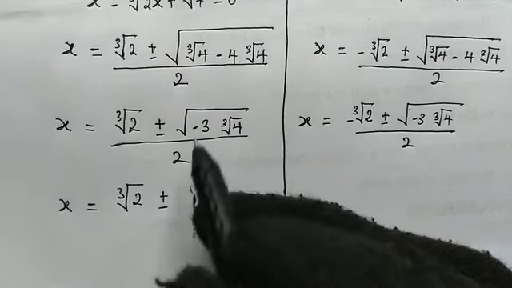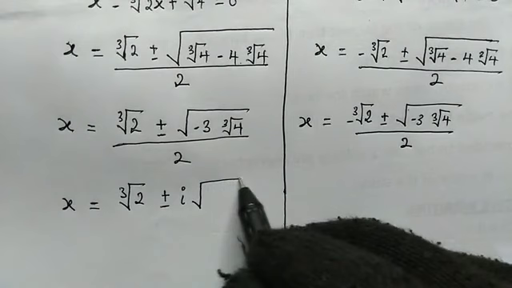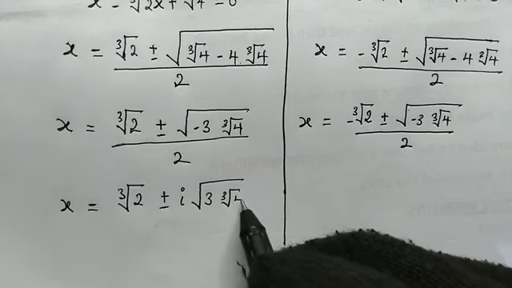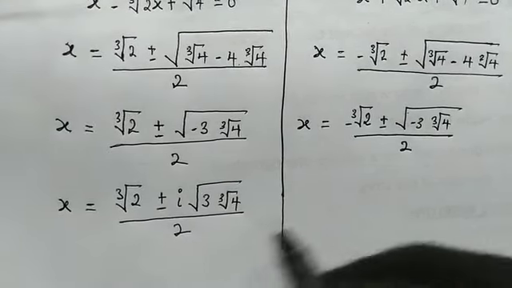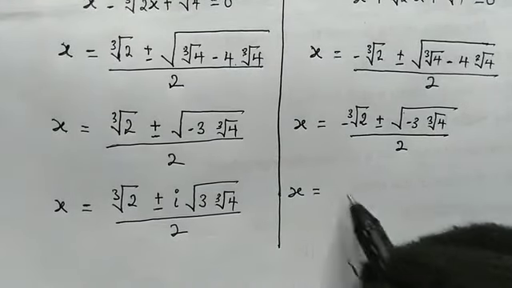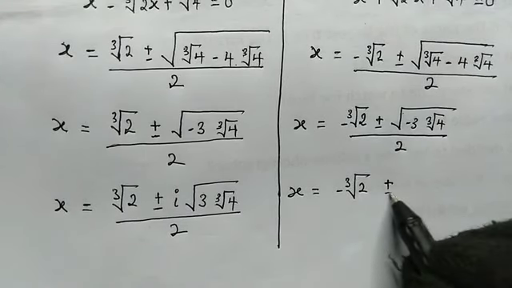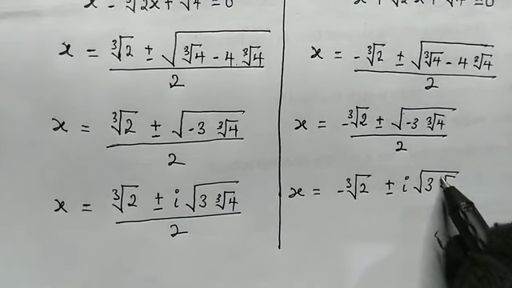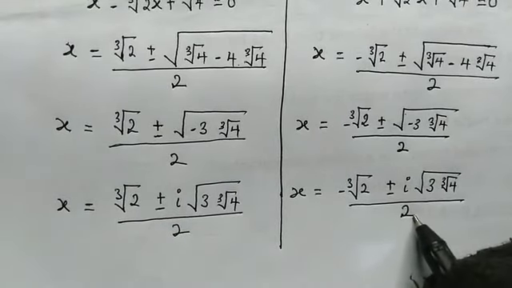Okay, so from here, we have x is equal to the cube root of 2 plus or minus, now the square root of negative 1 is iota, right? And we're left with square root of 3 multiplied by the cube root of 4. Then divided by 2. And here we have x will be equal to negative cube root of 2 plus or minus iota square root of 3 multiplied by the cube root of 4, then divided by 2.